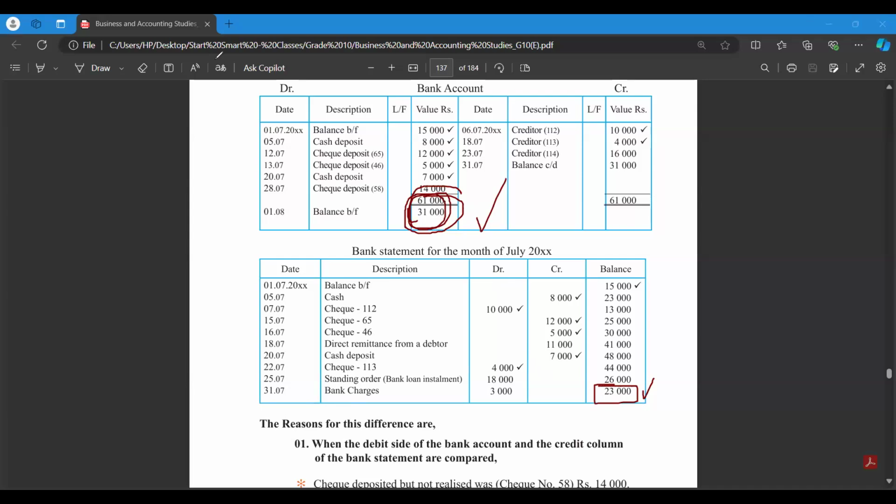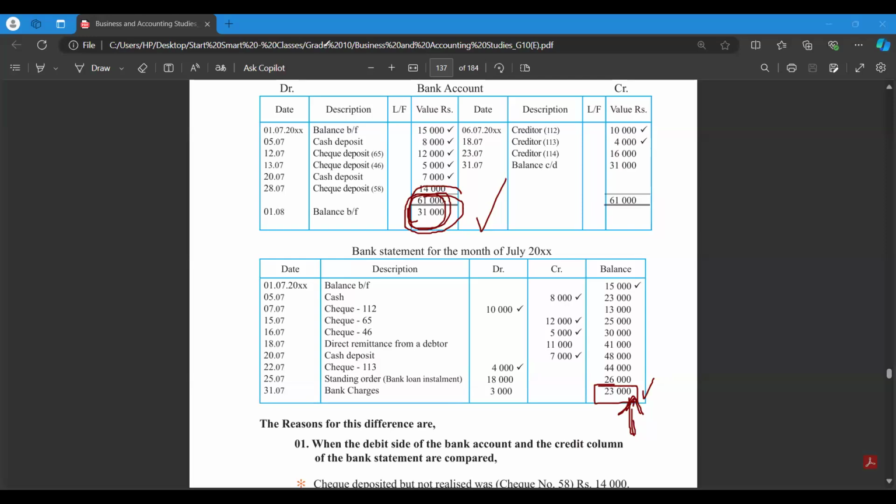But we should get our final answer after reconciliation as 23,000. If you get 23,000 as your reconciliation balance, then your answer is correct. That is how you check whether the workings are correct or incorrect. You have to get the balance that you find in the bank statement, the final balance, which is 23,000. After doing all the adjustments, you should get 23,000. You have to adjust your bank account and the reconciliation in a way that you get 23,000 as your final balance and not 31,000. Are we all good with that part?